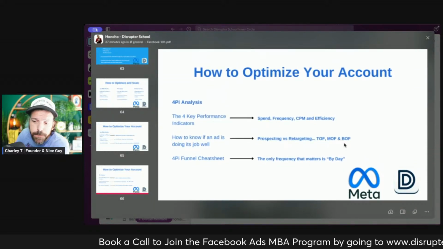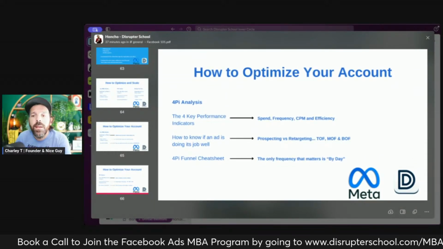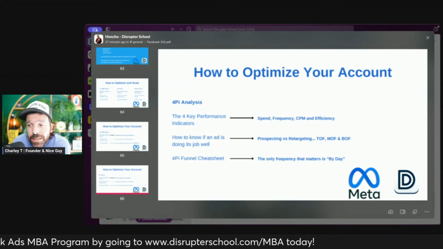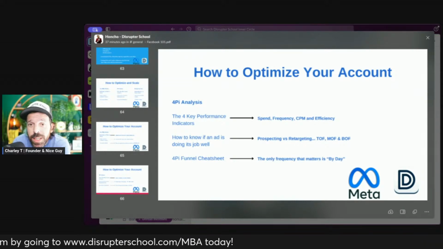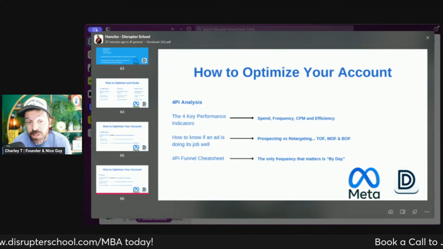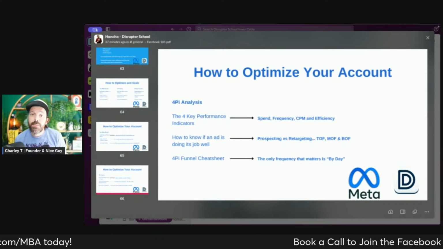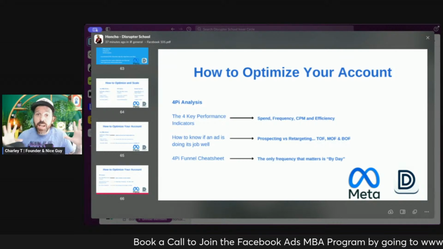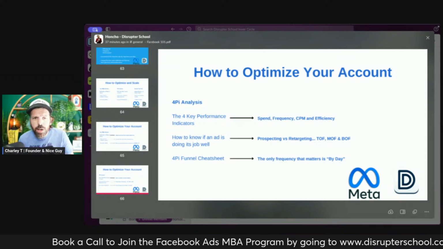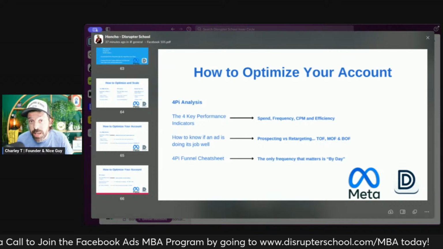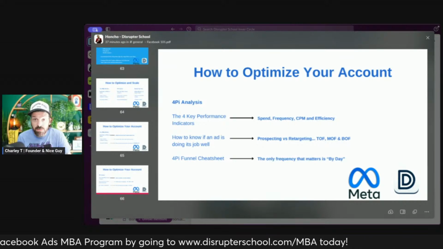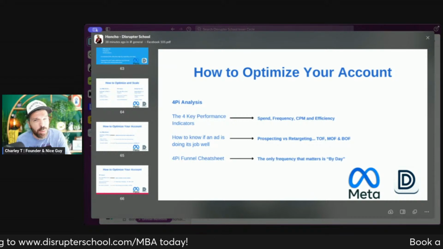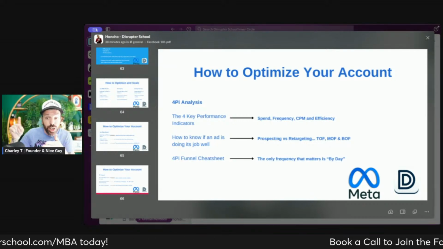4PI analysis. This is how you can actually understand what's going on in your ad account. I can use a 4PI analysis to understand how any ad is working in any ad account in less than 30 seconds, and so can you. There are only 4 metrics that matter: spend, frequency, CPM, and efficiency. Nothing else matters. What about my cost per add to cart? Doesn't matter. That's a website problem. What about my link click cost? Doesn't matter. You have no control over cost per click, and Facebook is not a CPC platform. And to be fair, if you have an issue there, it's going to show up in these 4 metrics.